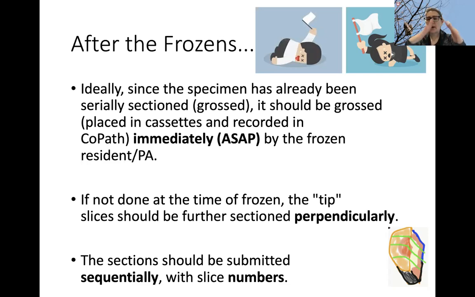And sometimes wrapping up of those slices makes them wavy. And so then when you embed them in the cassettes, they're harder to section in histology. So please, if you can, just gross these as soon as you can, freshly. Have the cassettes sit in formalin for a little bit before you submit them, because it's still essentially an unfixed tissue, right?